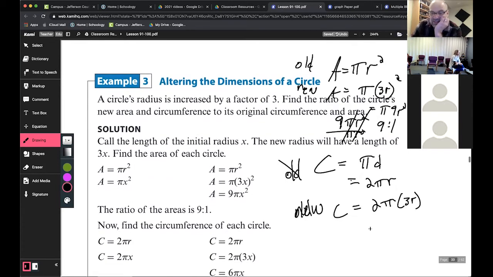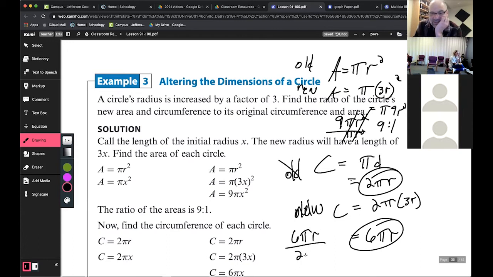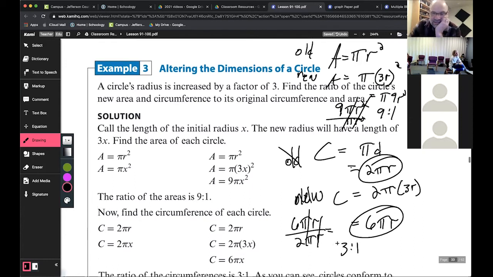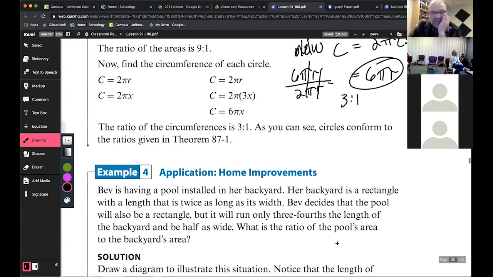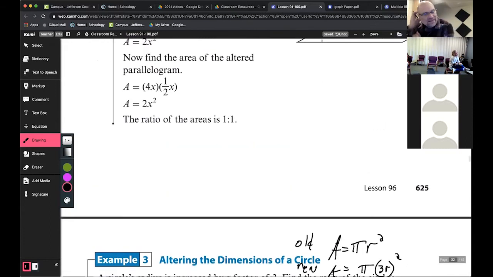So this would simplify to 6 pi r, and this is 2 pi r. So what's the difference? Well, 6 pi r over 2 pi r, these cancel, and this reduces to a 3-to-1 ratio. Does that feel all right? Okay. Guys, that was short and simple.